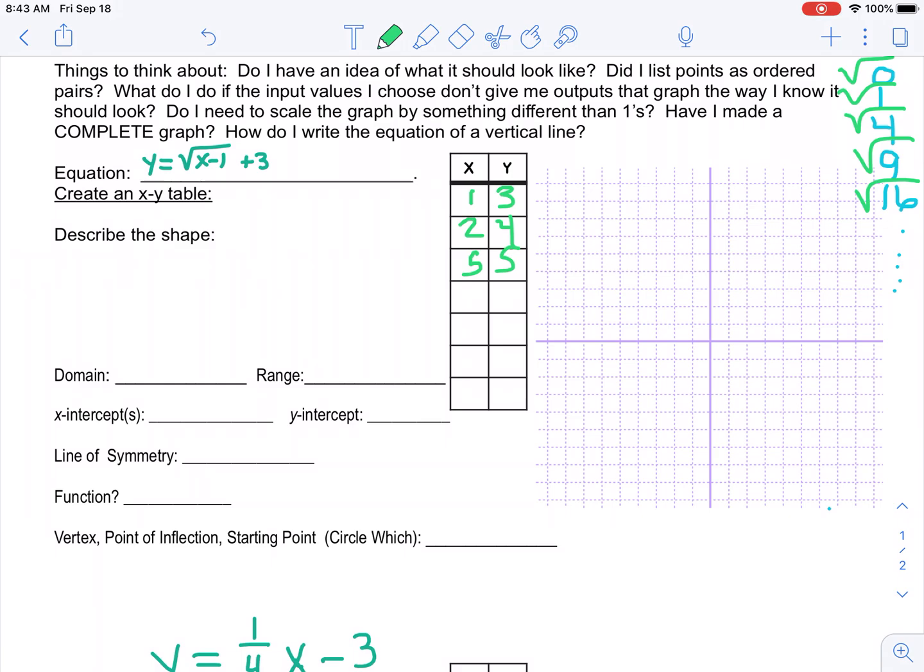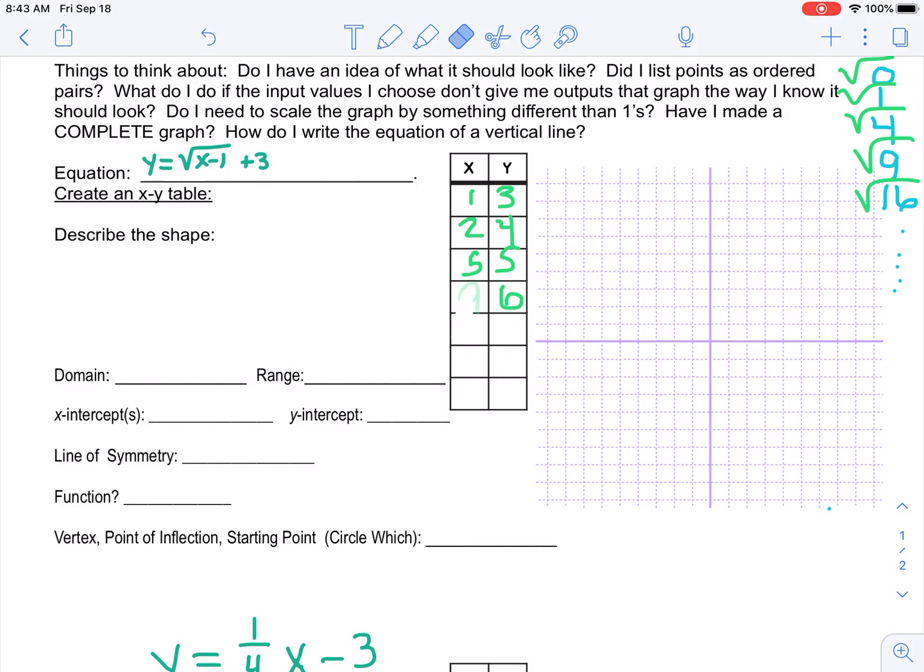Let's try to get 9. So what could I put in here to get 9? That would be 10, because 10 minus 1 is 9. Square root of 9 is 3. Add 3, and we get 6. So I plugged in 10, and I got 6, right? Yep. I'm sorry, we didn't plug in 9.